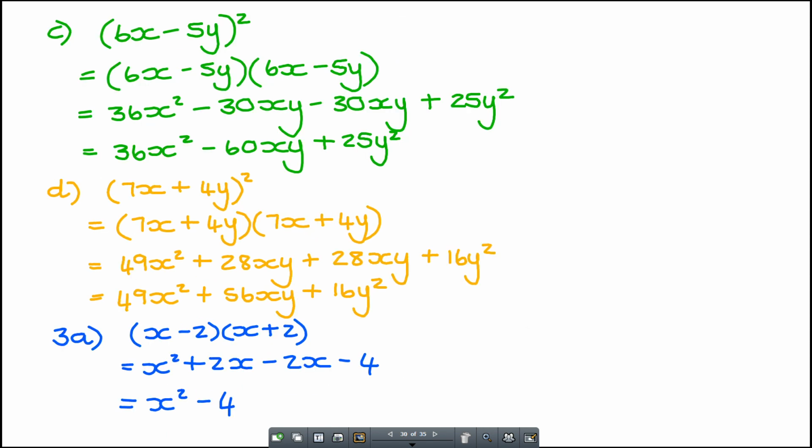Right, at C, same thing. That square means I write the bracket out twice. That's what I did in my first step. Now I've got to go and multiply in. So mark CD and 3A.